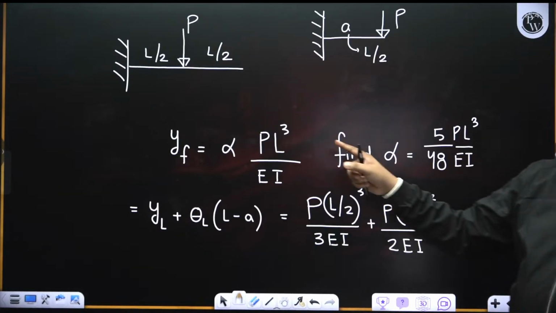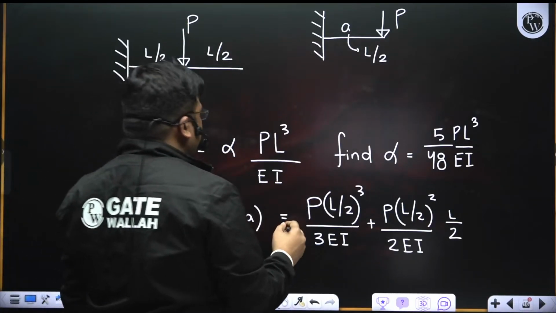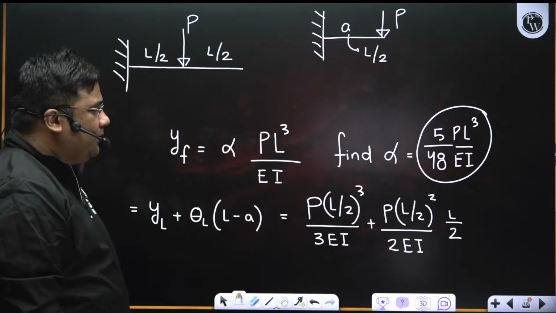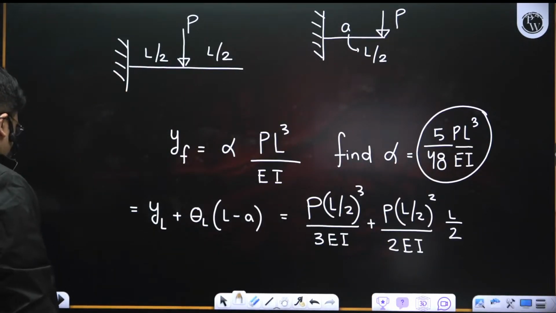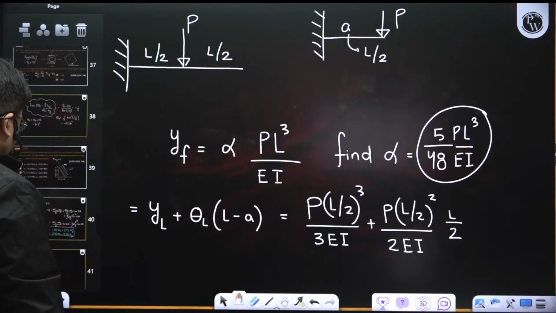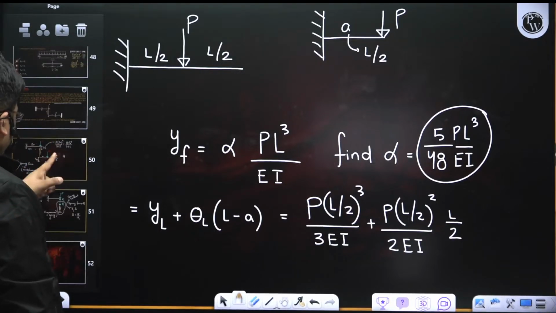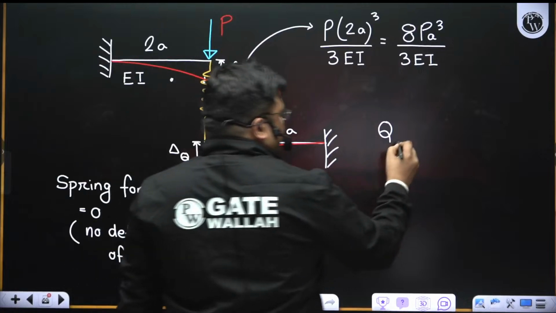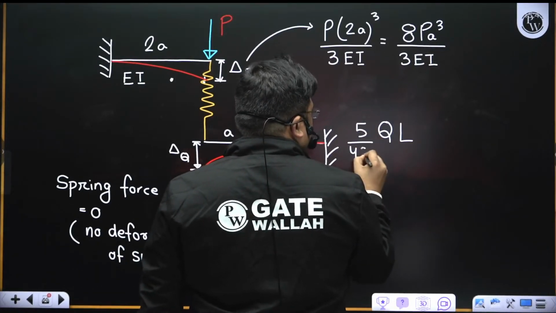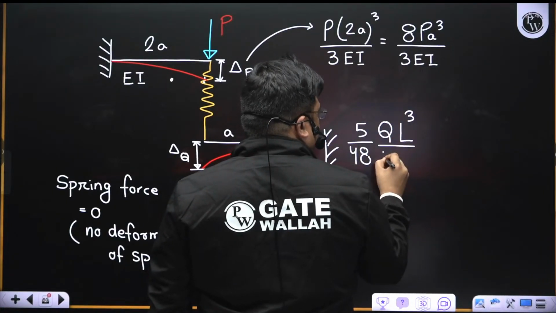You see, when a load is acting at the midpoint and total length is L, then the deflection at free end is how much? 5 by 48 PL cube by EI, right? So we can use this formula here. When you use this formula, the formula we got is 5 by 48, here Q is there, QL cube by EI.